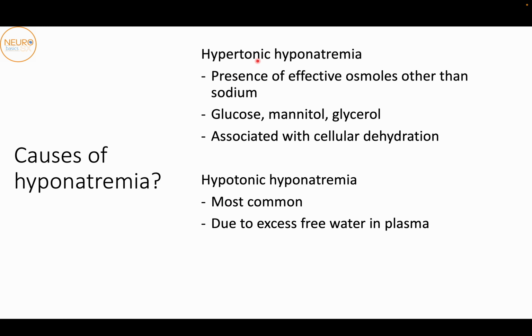You might also have something known as hypertonic hyponatremia, and that is because there's a presence of effective osmoles other than sodium within the plasma. So these are usually glucose, mannitol, or glycerol, right? So this, on the other hand, unlike isotonic hyponatremia, is important because the plasma is hypertonic, and because of which you can get cellular dehydration. Which is something we are not expecting with hyponatremia, but because this hyponatremia is occurring secondary to hypertonicity, that is why it is causing cellular dehydration.